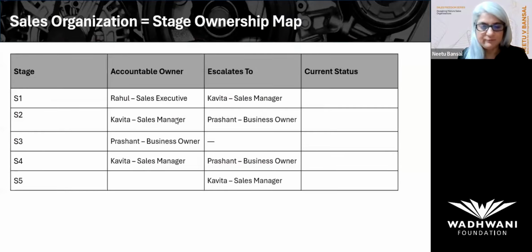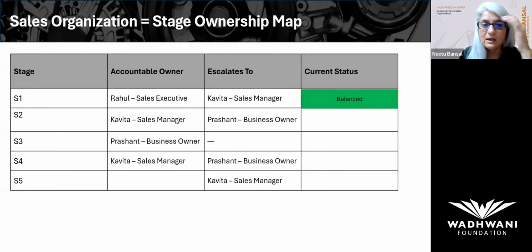let's take the example. I've given you one more example here. We have this account. Rahul, Kavita, Prashant are the people over here. Rahul is the sales executive. Kavita is the sales manager. Prashant is the business owner. We have mapped this out for them. Now what is this map telling me? Rahul is accountable for stage 1 of the sales cycle, and if anything is going wrong, he can take Kavita's help.